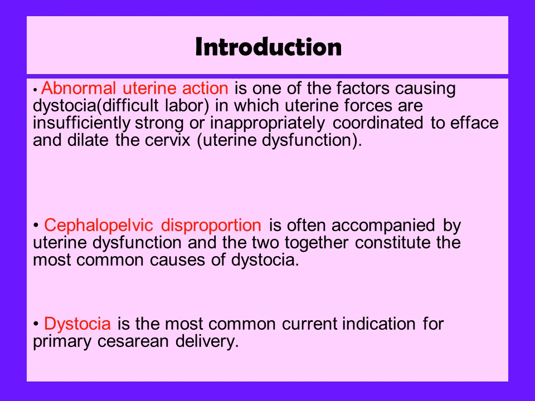The two most common factors causing dystocia or abnormal labor are abnormal uterine action and cephalopelvic disproportion. Dystocia is the most common current indication for primary cesarean delivery.